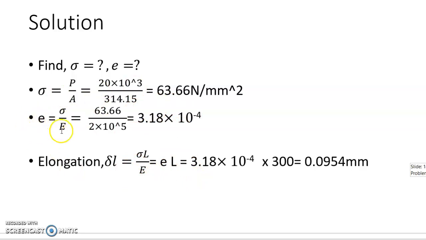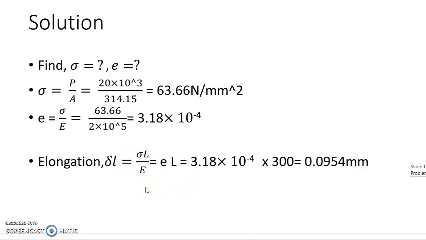Okay. Strain stands for stress divided by modulus of elasticity. So stress divided by modulus of elasticity, this gives strain. So strain into length. So 3.18 into 10 to the power minus 4 into 300, that will be equal to 0.0954 mm. This is nothing but the elongation, that will be in mm because it is a dimension. See what is elongation? Elongation is nothing but deformation, right? So the elongation value will be in mm. But remember, strain has no unit.